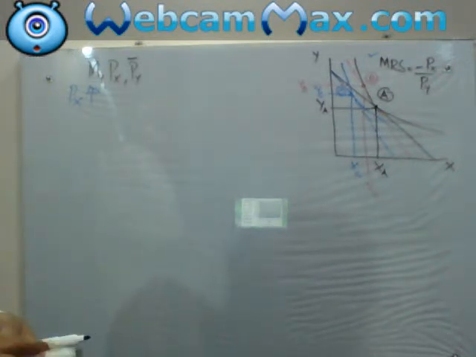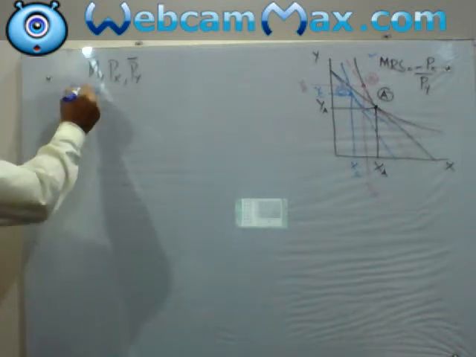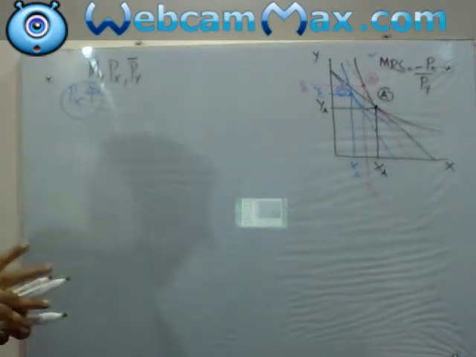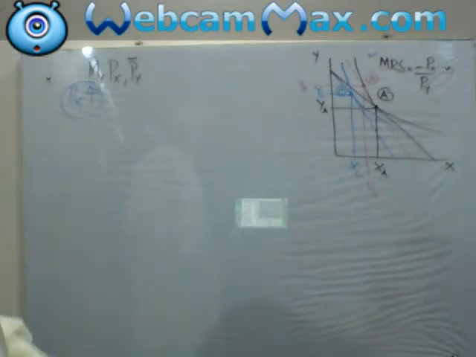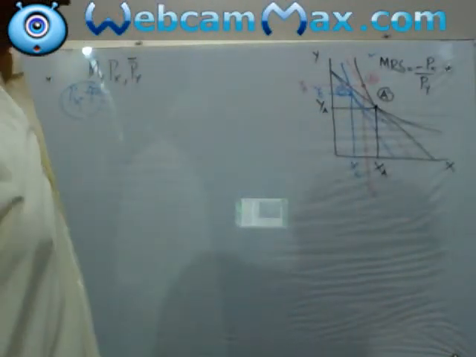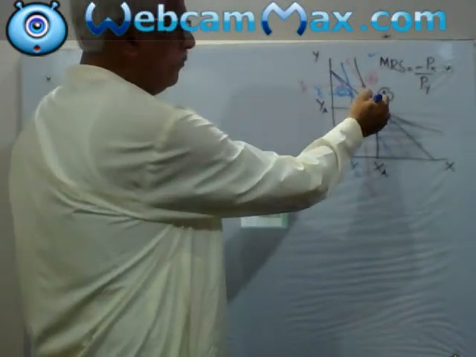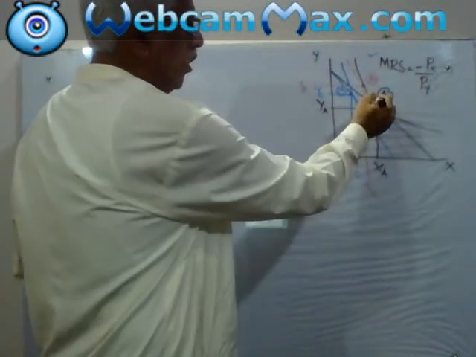So what happens when the price of X rises? If we assume that the consumer's real income is constant, and only the price is changing, what happens? The consumer moves from optimum point A to B.